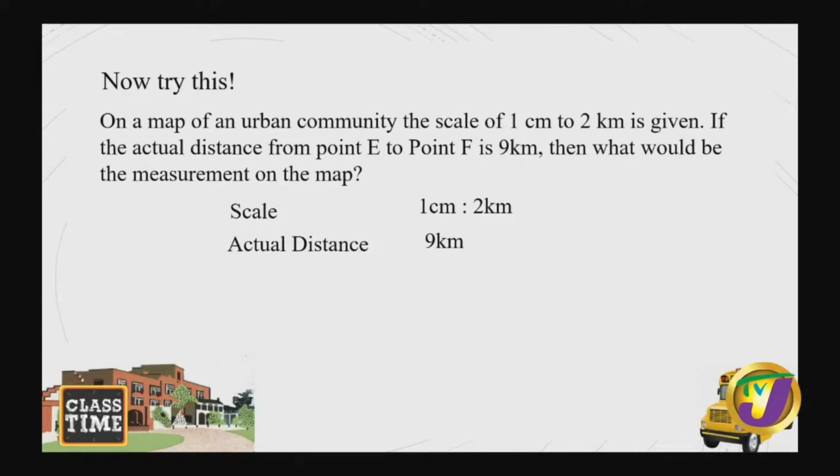So of course, the distance on the map, based on the information that we have, would be the 9 kilometers divided by 2 because of the information on the scale, which would give us 4.5 centimeters. So whenever I'm drawing this information on the map, I would use 4.5 centimeters to show the distance between point E on the map and point F on the map.